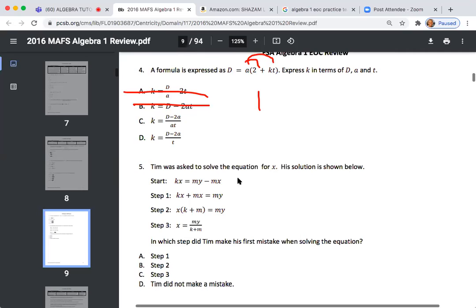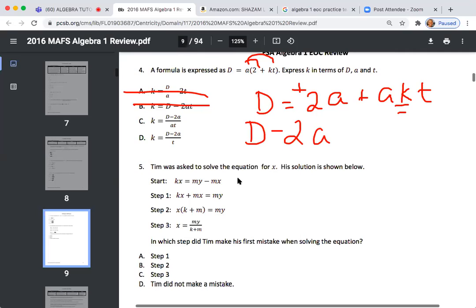So the first thing to do with this one is to distribute the A, and so you're left with 2A plus A times K times T. Now, remember, we're trying to solve for K. We want to get the K by itself. I'm sure you notice this is a plus 2A, so I'm going to have to subtract it. So you're going to get D minus 2A is equal to A times K times T. And your goal is to get the K by itself.